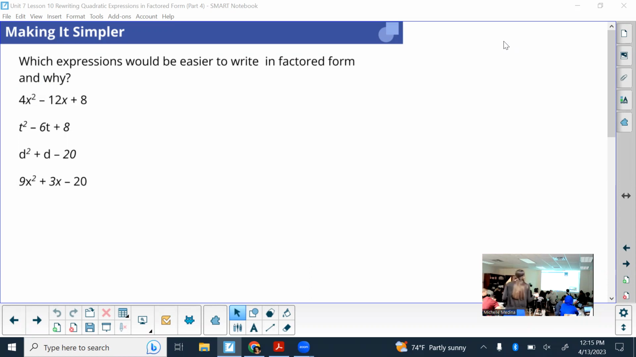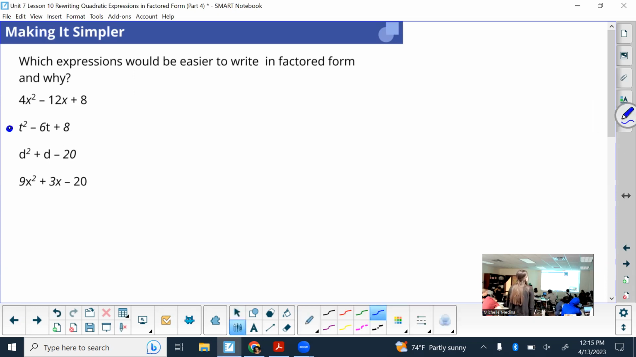So, let's see. Table 2. And if no one decides, then I'll call on you at random. So table 2, which one do you think would be easier to write in factored form? Okay. Do you know what the factored form would be? Or can you tell me what method we talked about that could get us there if you haven't factored it yet?